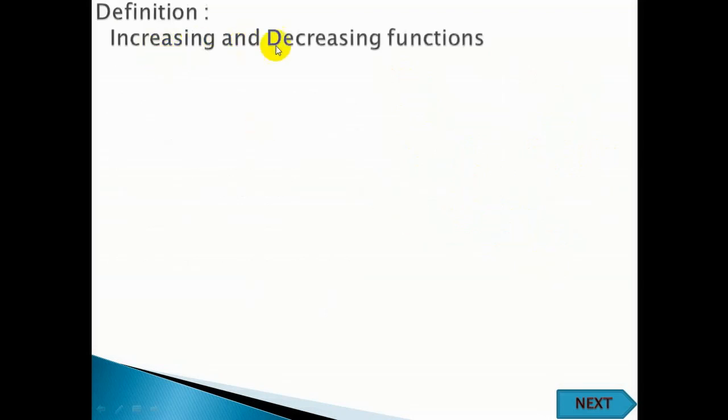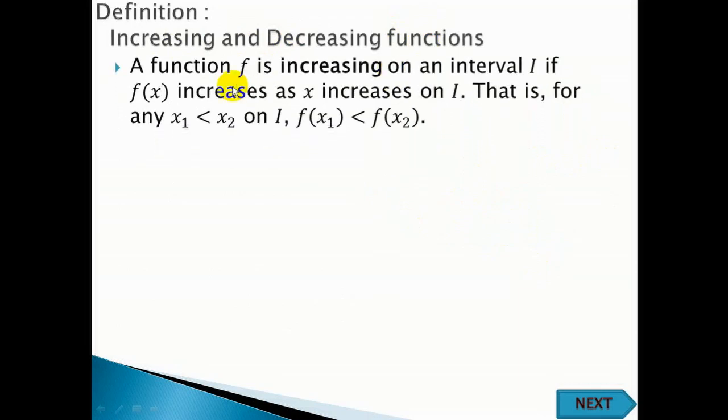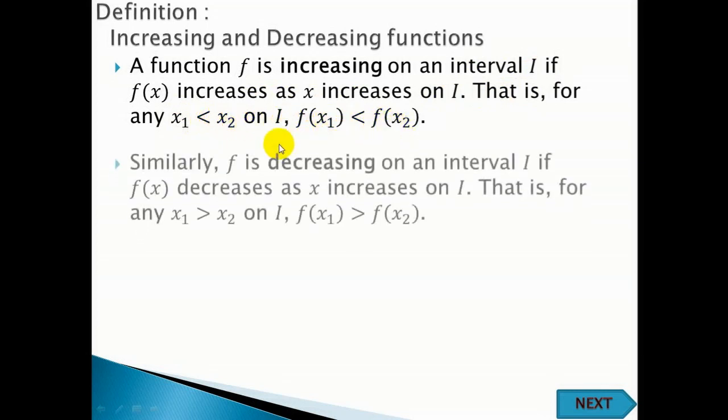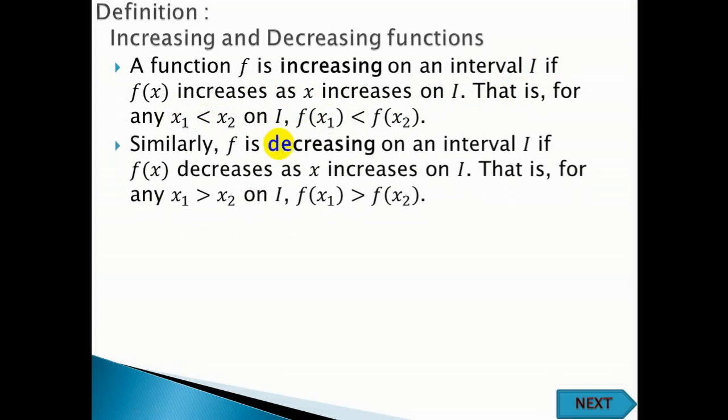Definition of increasing and decreasing function. A function f is increasing on interval I if f(x) increases as x increases on the interval. That is, for any x1 less than x2 on the interval, f(x1) is less than f(x2). How about decreasing? It's similar, everyone. F is decreasing on an interval I if f(x) decreases as x increases on the interval. That is, for any x1 less than x2 on the interval, f(x1) is more than f(x2).